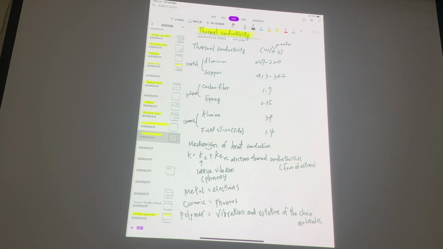Actually, my question is about when we use the laser flash method or thermal flash method to measure the thermal conductivity. At that point, can we differentiate or segregate which portion of the thermal conductivity comes from phonon scattering and which comes from the free electrons? Is something like that possible? Not that I'm aware of. Actually, I did that.